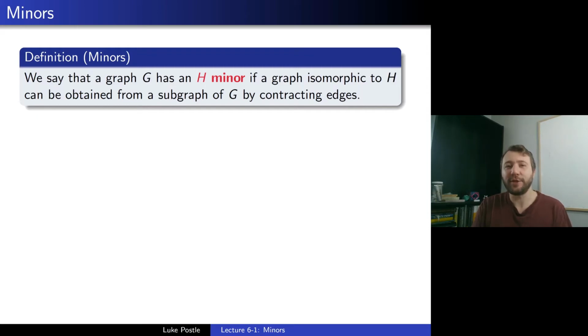We say that a graph G has an H minor if a graph isomorphic to H can be obtained from a subgraph of G by contracting edges. So you know what subgraphs are, where you're allowed to delete edges and vertices, but here we're also allowed to contract edges. So identifying the endpoints of an edge to one new vertex and simplify.